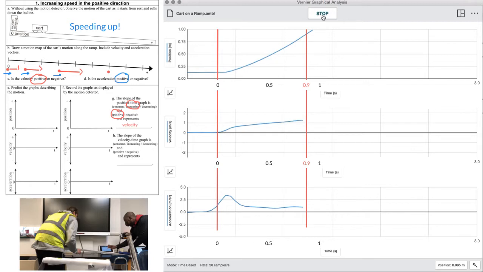Now the velocity time graph should really be straight. I don't know why there's this little piece here. Maybe I inadvertently guided the cart down the ramp with my hand a little bit. So the slope of the velocity time graph should be constant and positive and represents acceleration. And a constant positive acceleration should not give us this lump here. It should be a nice straight line. So this is what your stacks of graphs should look like for scenario 1.